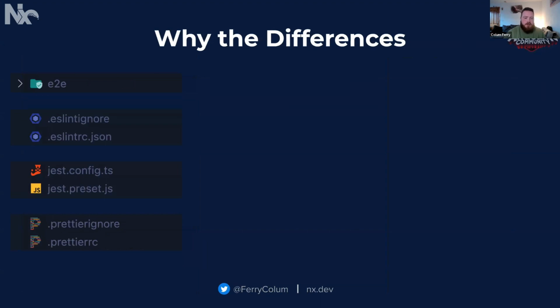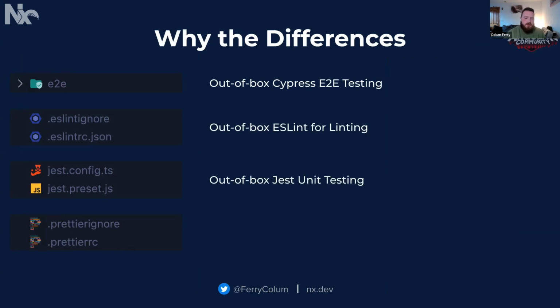So why are there these differences? Well, NX will offer out of the box Cypress for E2E testing, ESLint for linting, Jest instead of Karma for unit testing, and then Prettier for formatting.